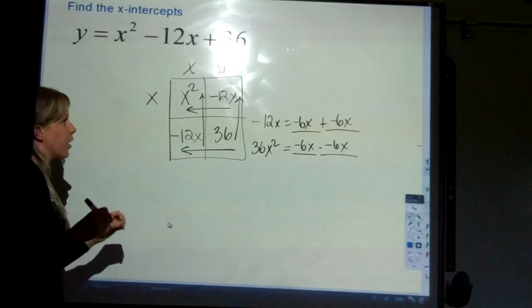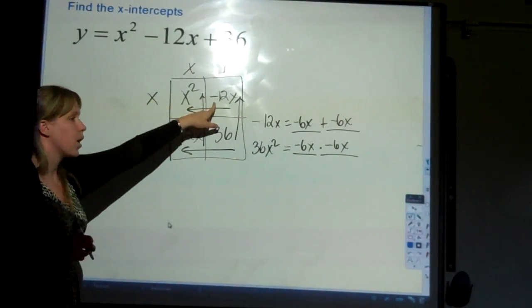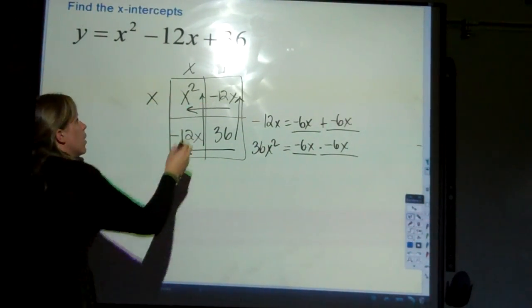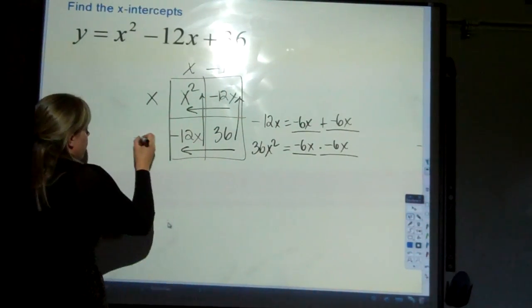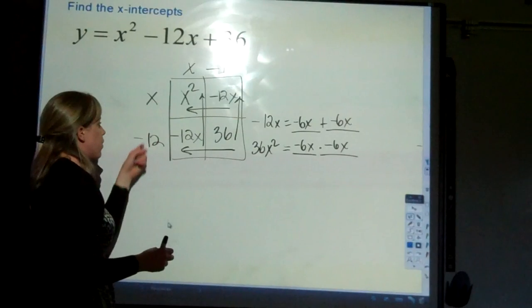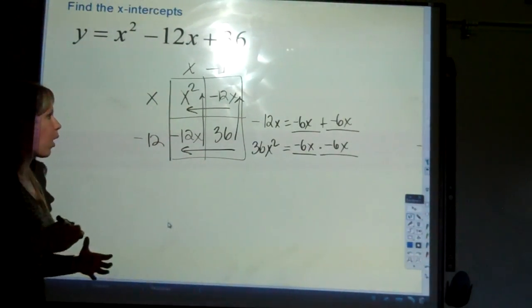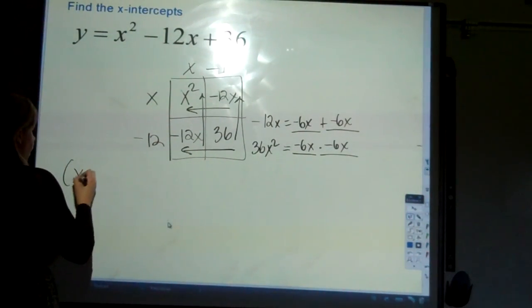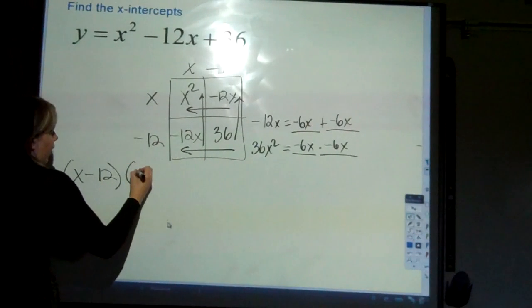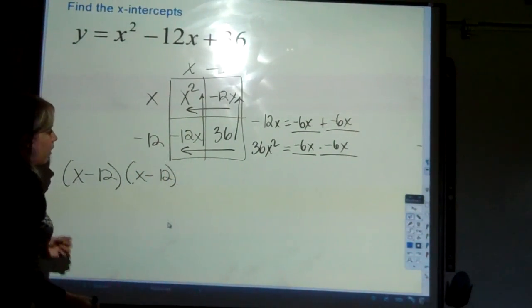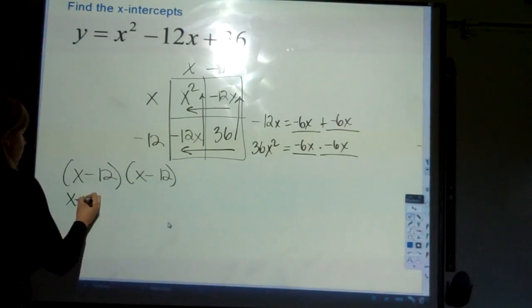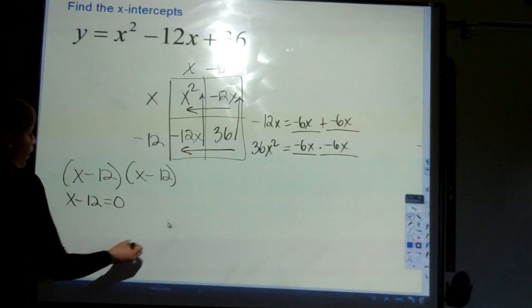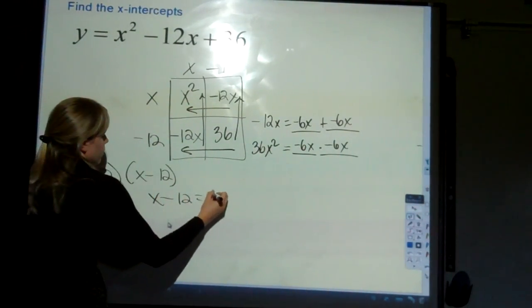And you can check that. Does 12 times x give you negative 12x? Yes. Well, if it was a negative 12. And then x times negative 12 is negative 12 as well, so we know that this is going to work. Therefore, our two factors are x minus 12 and x minus 12. Again, we're not done. We have to take these factors and set them equal to 0. X minus 12 equals 0. X minus 12 equals 0.